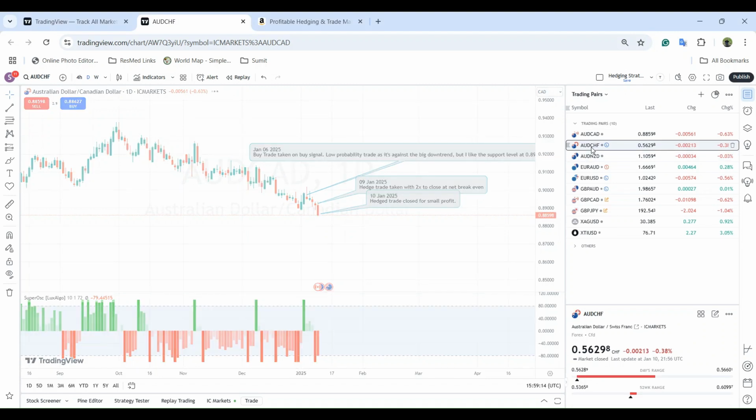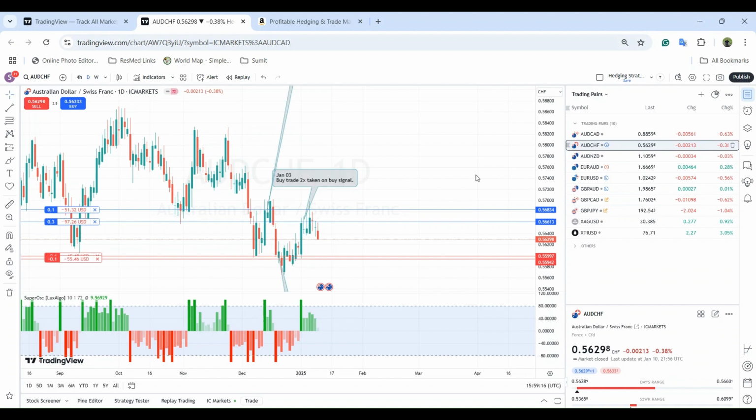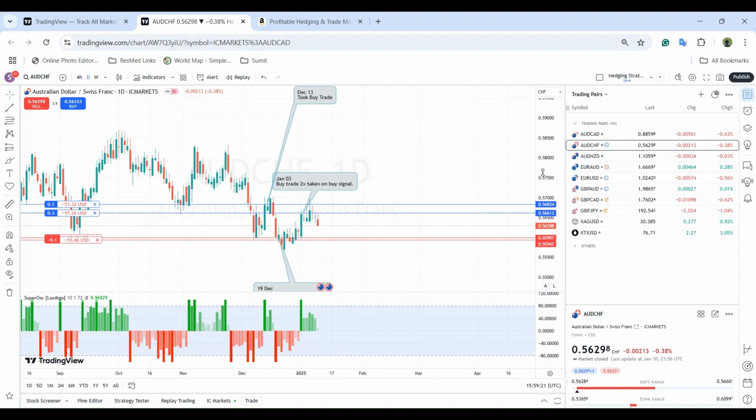Let me keep going. So the Aussie Swiss franc here, this is a good example as we'd got into a few trades here, and when we started, so December 13, there was a buy signal that came in, took that buy trade, went against one good day, but then it went against me, got a sell, took that sell, taken double the size there, as you can see.